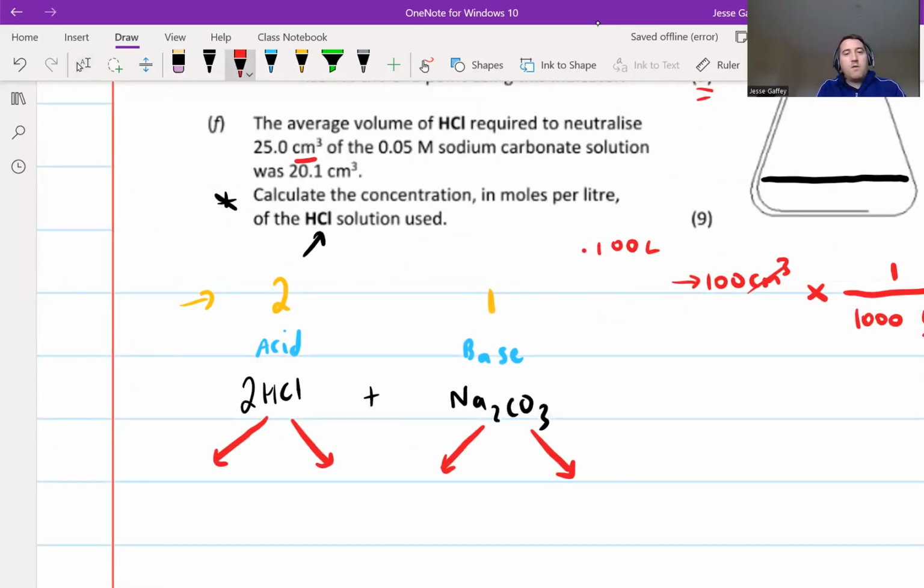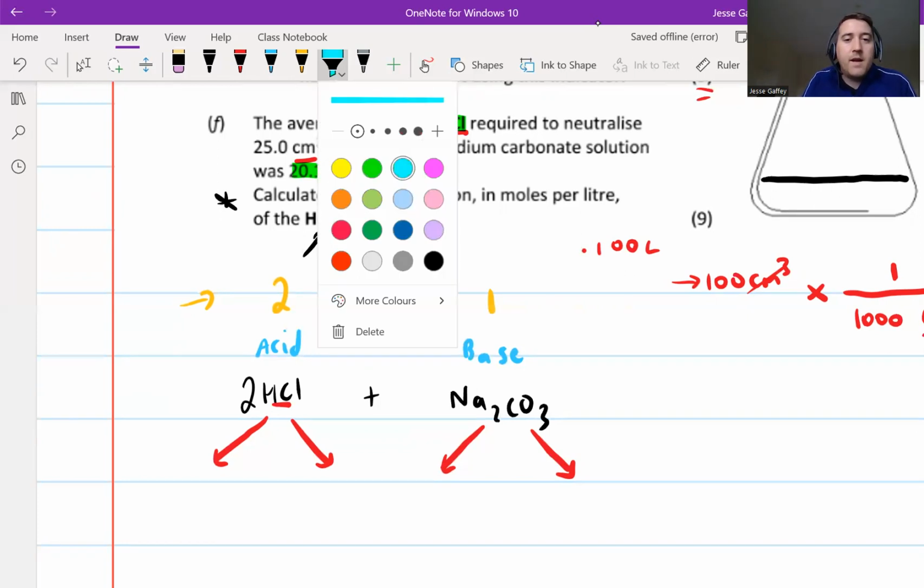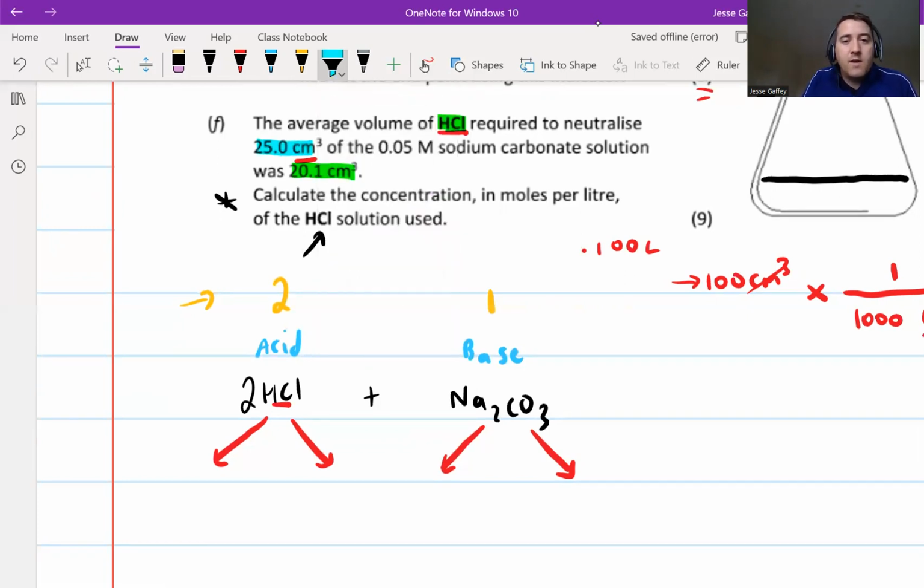Here it says the average volume of HCl required to neutralize a 25 centimeter cube portion of the 0.05 molar sodium carbonate solution was 20.1 centimeters cubed. So the first thing to note is which volume goes with which. The HCl, the volume used was this. I know that may be hard to spot, but read it carefully again and it should make sense. You have to read these phrases very carefully. And that means that the 25 centimeters cubed and the 0.05 molar belong to the sodium carbonate.